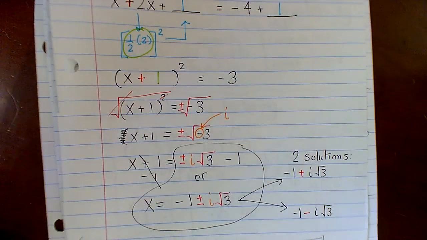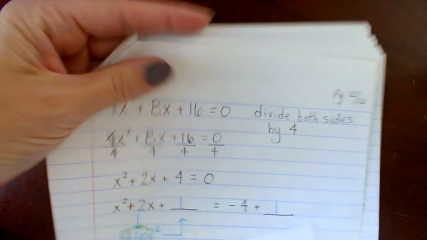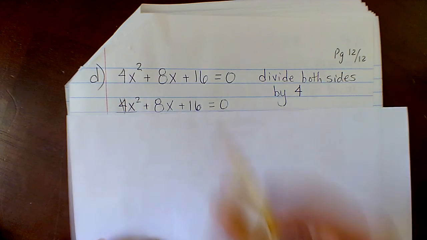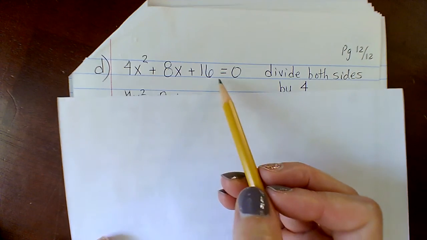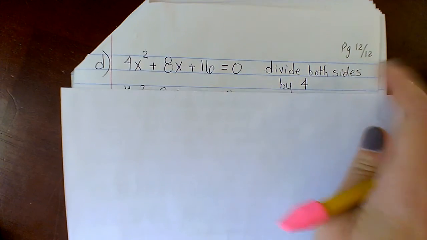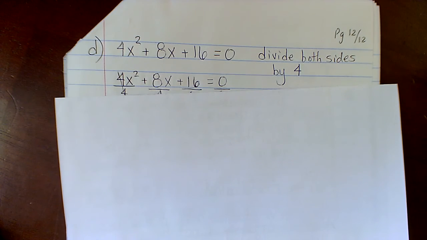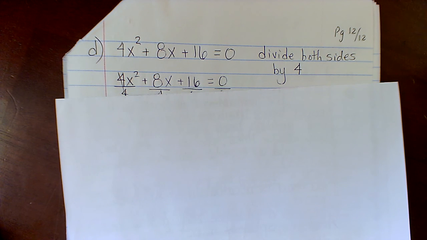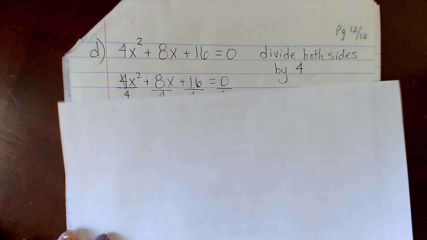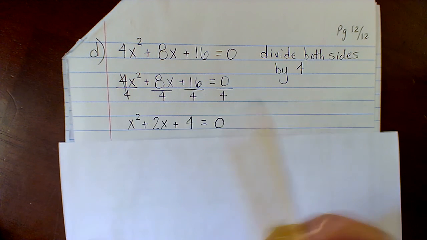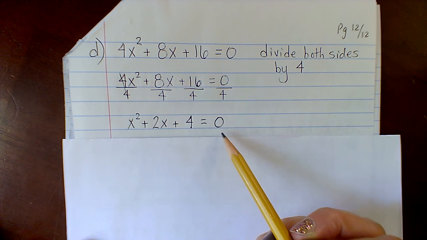Okay, one more, and that'll finish up this really, really long and tedious section. So for this one, I'm going to have to divide both sides by 4, because we can only complete the square if the coefficient of x squared is 1. So I have to divide every single term by 4. In doing so, I get a much nicer equation.